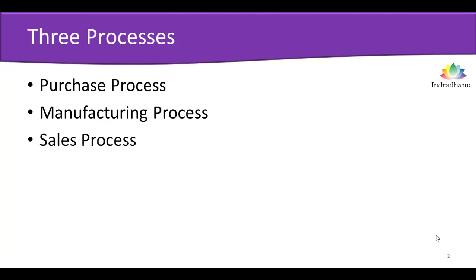Today we are not going to see any Tally screen. I am just explaining the concept of what is available in Tally. Basically, in case of supply chain management, there are three types of processes. The first process is the purchase process, the second is the manufacturing process, and the third is the sales process. We will understand what is available in Tally as far as these three processes are concerned.